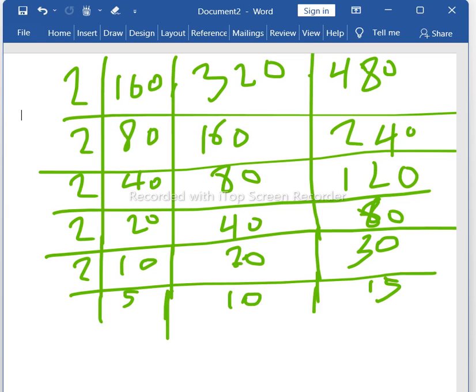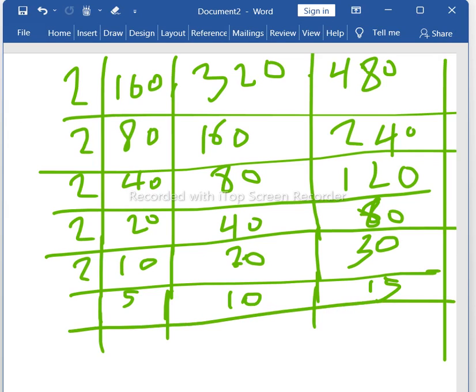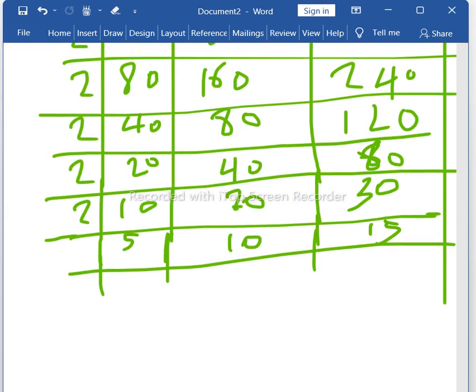Now these three numbers are not divisible by 2, so the next prime number is 3. These three numbers are not divisible by 3. 15 is divisible by 3, but not 10 and 5. So we move to the next prime, 5. These three numbers are divisible by 5, so we can divide them by 5.